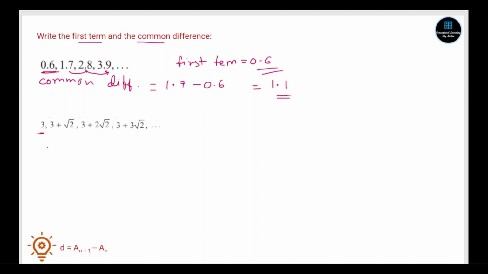Now, for the next question. The first term is 3, and the common difference d is equal to, I'll take the second term first, 3 plus square root 2, and then subtract the first term. So what I'll get? Square root 2. So we got the first term and the common difference.